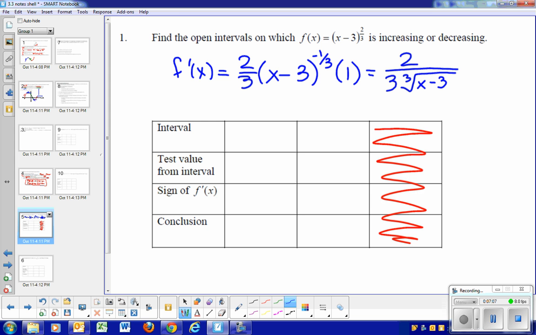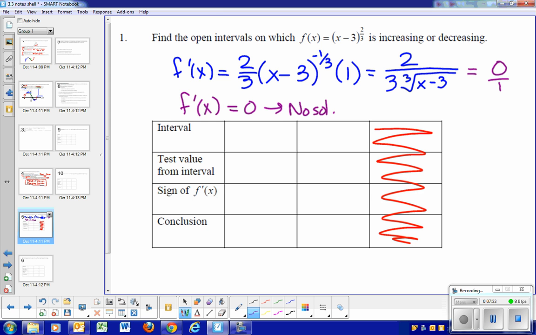Now, I need to find the critical numbers next. Now, critical numbers are where the derivative equals 0. So I want to think about that. So imagine I have a 0 over here. What do you think? I think if I write this as 0 over 1, I end up getting the statement 0 equals 2, and that does not happen. So there's no solutions from that.